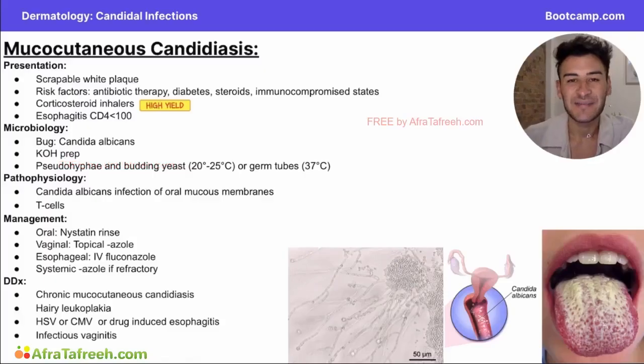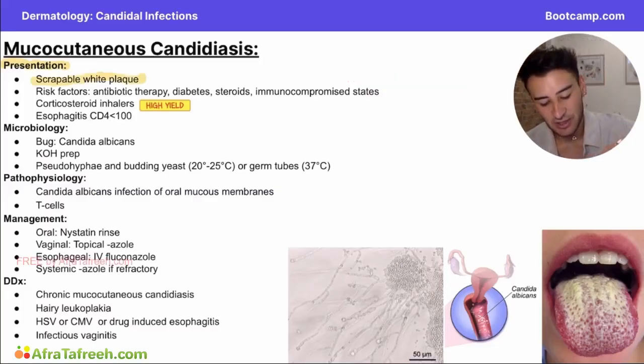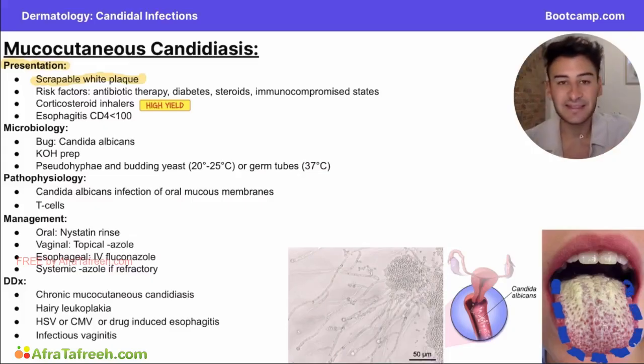All right, guys, let's get busy talking about mucocutaneous candidiasis. And let's start off by talking about our presentation here. So the highest yield presenting fact is going to be a scrapable white plaque. And I want you guys to direct your attention down here to our tongue in the bottom right corner that I'm outlining here in blue. And this is a plaque that is classically going to show up as mucocutaneous candidiasis.